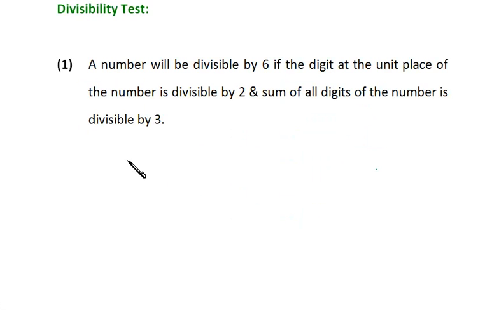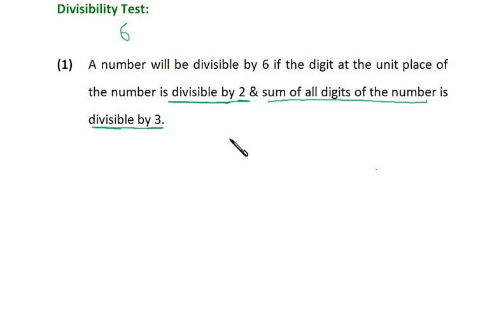Now friends, the first divisibility test over here is of the number 6. The rule that applies to number 6 is, a number will be divisible by 6 if the digit at the units place of the number is divisible by 2 and the sum of all digits of the number is divisible by 3. Okay? So we'll take an example to understand this.